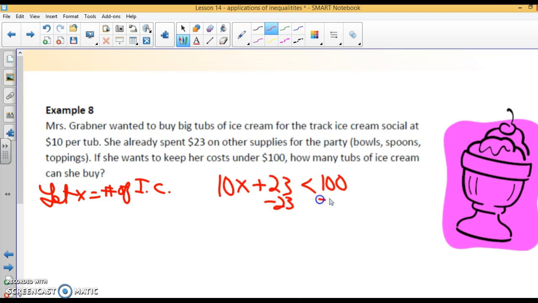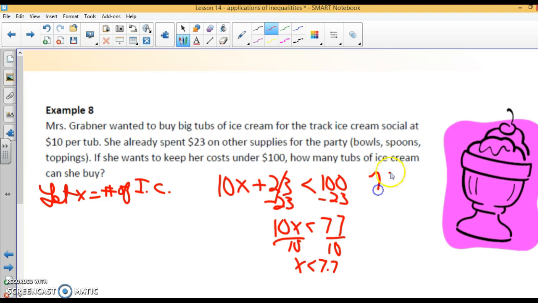So subtract 23 from both sides. Your 10x is less than what? 77. Divide both sides by 10. x is less than 7.7. So she can buy 7 tubs.